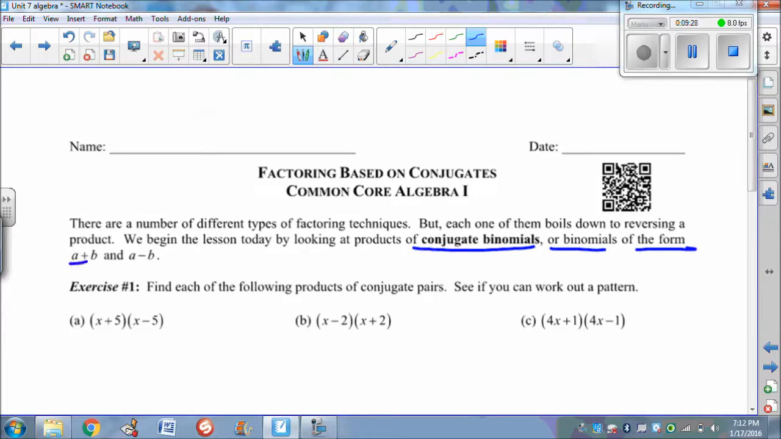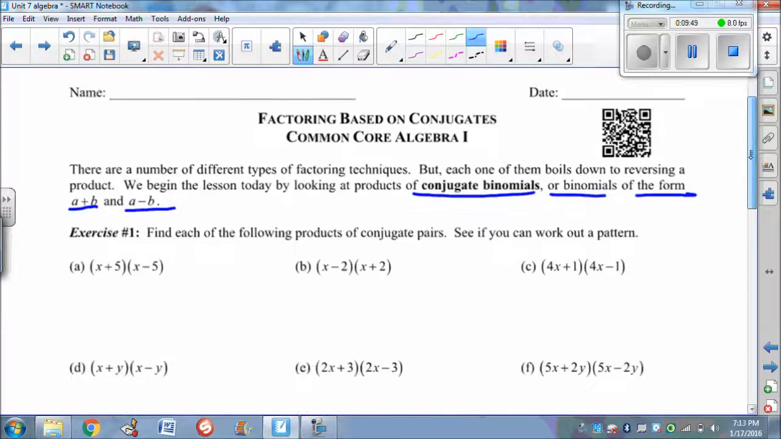Here's where we see what they are, a plus b and a minus b. So what are the similarities and what are the differences between those two binomials? They both have an a, they both have a b, but they're separated by different signs. One's got a plus and one's got a minus. Those two are considered conjugates. Okay, kind of a cool word there.